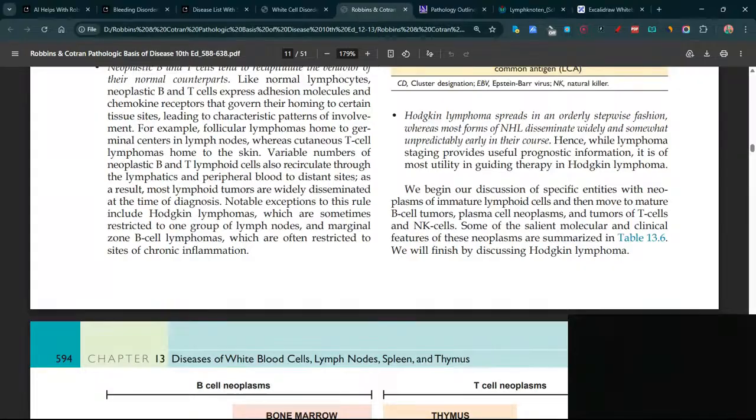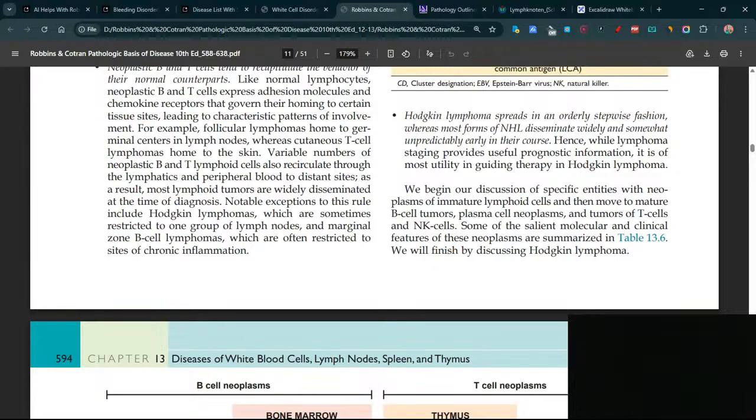So cancer cells still act like the normal cells they used to be, and because immune cells are travelers by nature, these cancers are usually already spread out when they are found.